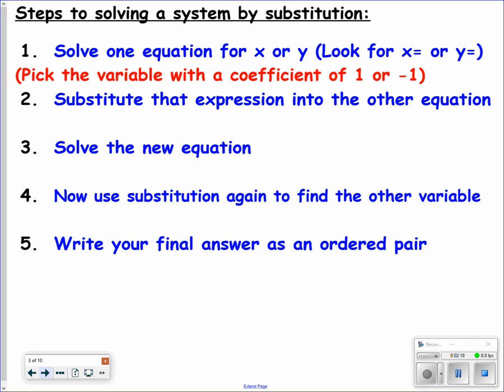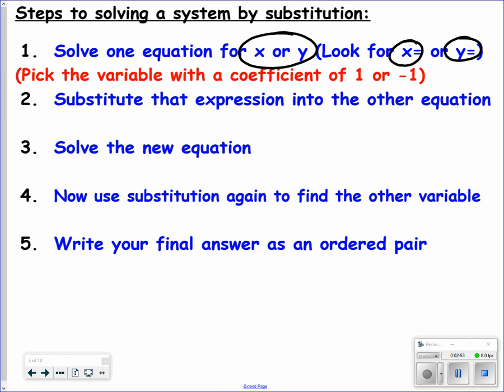So there's some steps involved with substitution, and I'm going to walk you through this. The first thing I have to do is take one of the equations and solve it for x or y. Doesn't matter which one, but I need an x equals or a y equals in one of the equations. When you're trying to decide which one to pick, always pick the easiest. The easiest is the one that has a coefficient of 1, meaning it's an x by itself, or a y by itself. But the first step is to solve one of the equations for x or y.